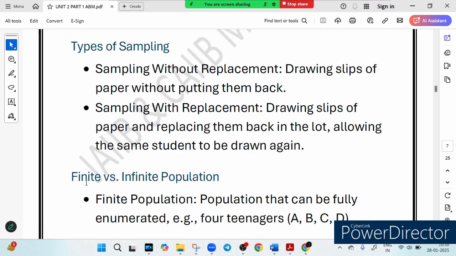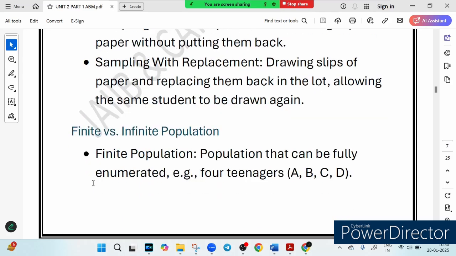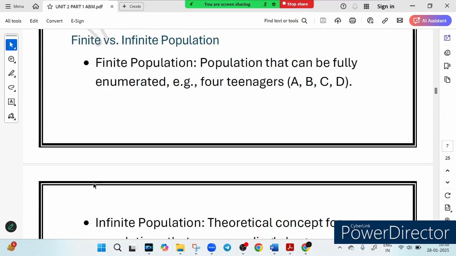So without replacement means we are not putting that particular sample back into the population, or means you are not putting that marble back into that particular ball. And with replacement we know it very well. Now if we talk about finite versus infinite population, a finite population is the one we can count completely, like our 4 teenagers here. So it can be counted easily, that is called finite.